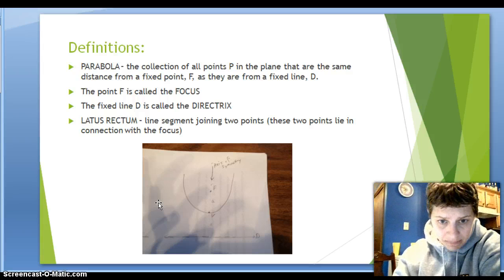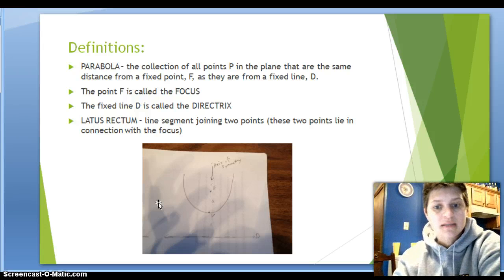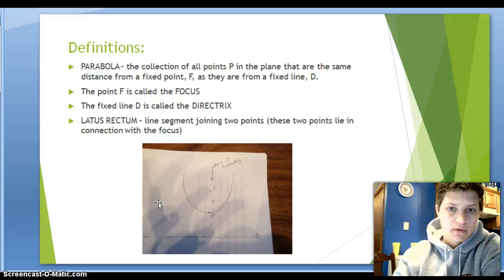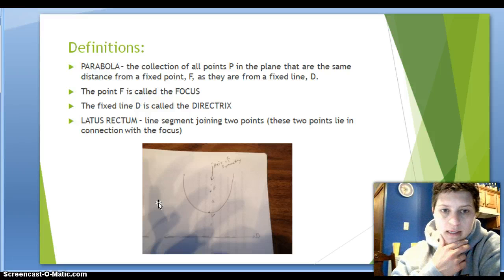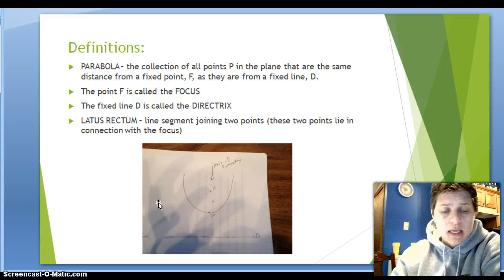Now the directrix and the focus are equidistant from the vertex. So if you know that the focus is 2 units away from the vertex, then the directrix is also 2 units from the vertex. The directrix is always a line. You're going to have either an x equals or a y equals, depending on which way your parabola opens. I'll get to that more as we go through some examples. But the focus is always a point. So you have an ordered pair for the focus and a line for the directrix.